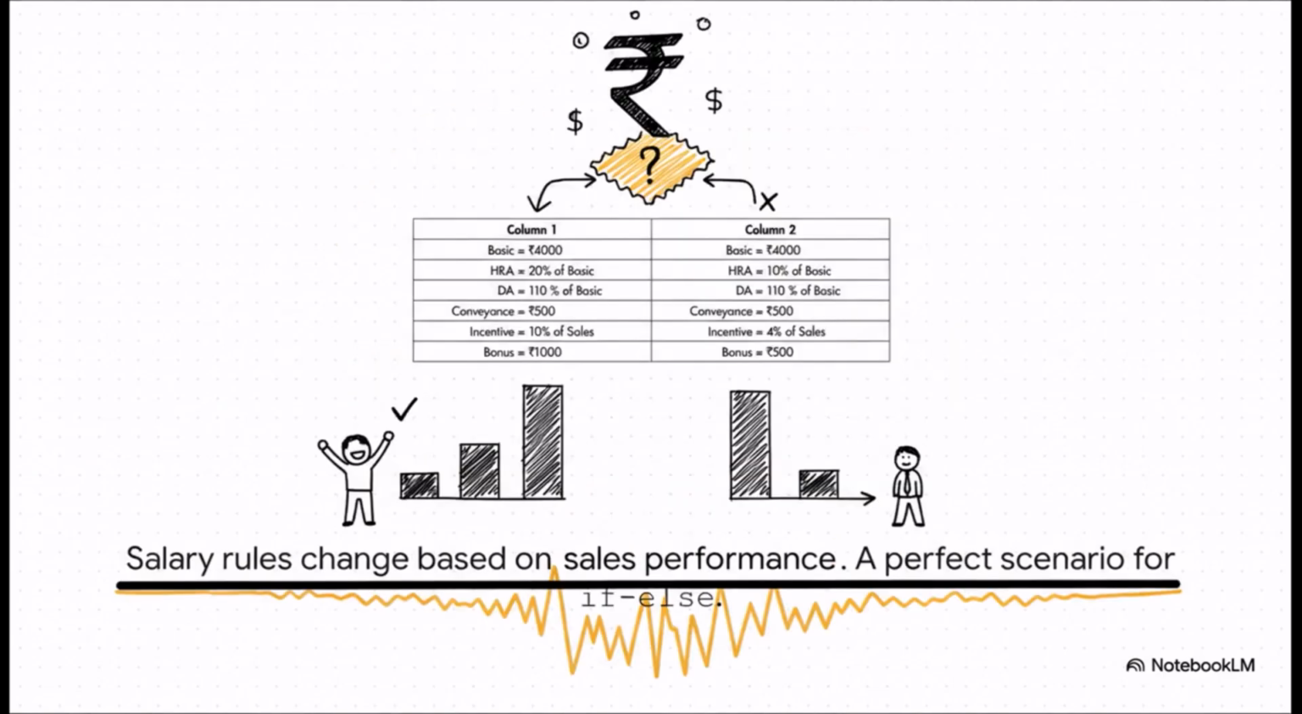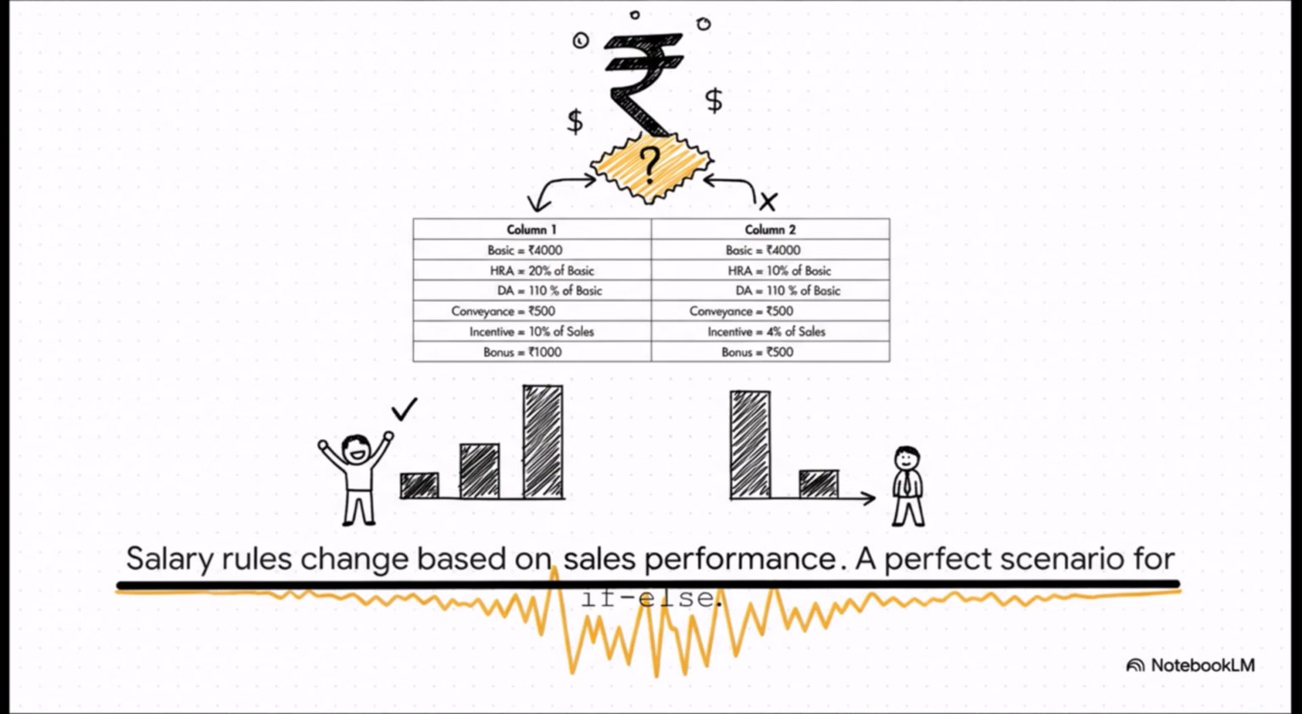All right, let's ground this in a real-world example. Imagine you're writing a program to calculate a salesperson's salary. And the rules are simple. If they hit a sales target of, say, 100,000 rupees, they get the awesome benefits package in column 1. But if they fall short, they get the standard package in column 2.